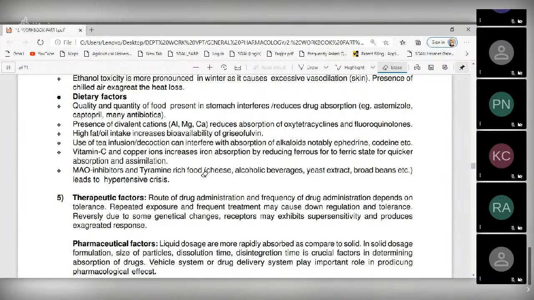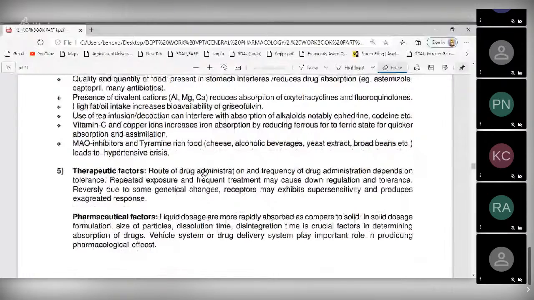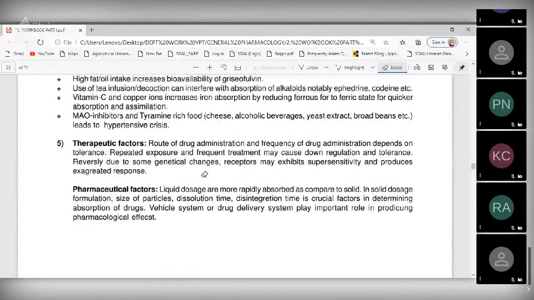Similarly, there are certain drugs which in the presence of fat get absorbed very rapidly and to a great extent. So combinations of fat and fat-soluble drugs are also useful to increase the absorption. Similarly, vitamin C and copper increase the iron absorption by reducing ferric to ferrous, and all these things we have already discussed in the lab.